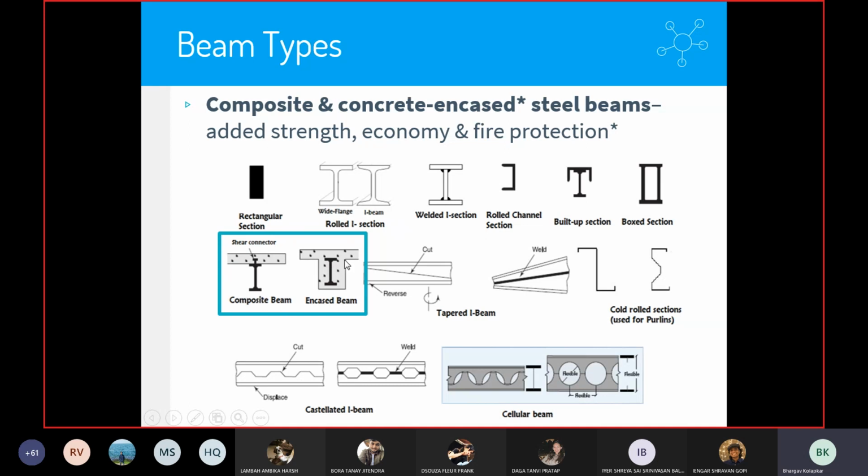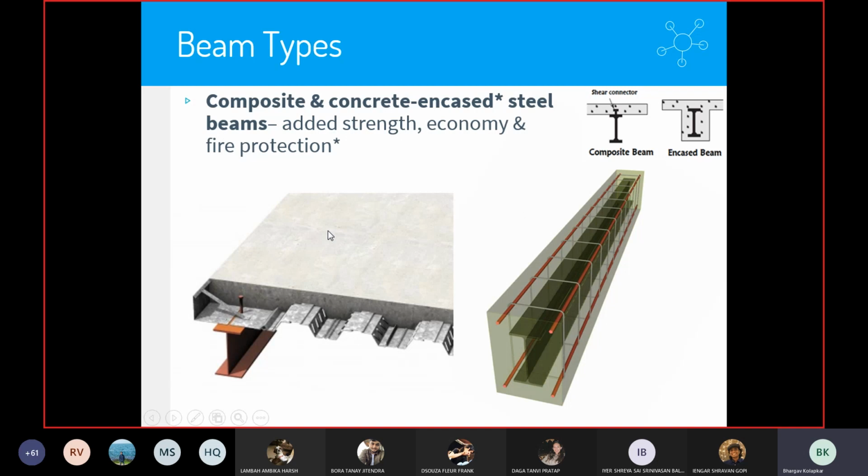Another way you can use it is to encase the beam altogether in a concrete section. The resulting beam is called an encased beam. An added advantage that you get in an encased beam is you don't need any fire treatment, because there's concrete all along, and concrete provides fire resistance to the beam, so there is no need for any extra fire protection. So I think these are the commonly used types of beams, and depending upon what you're really aiming for, you can use any of these. So this is a composite beam, where there's a beam and a deck at the top, or this is an encased section.